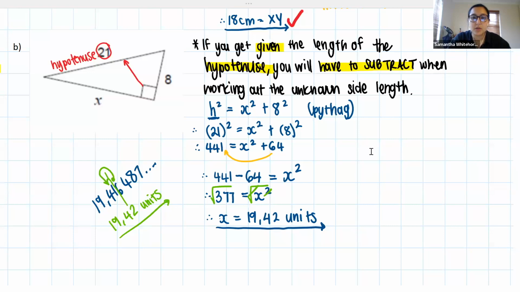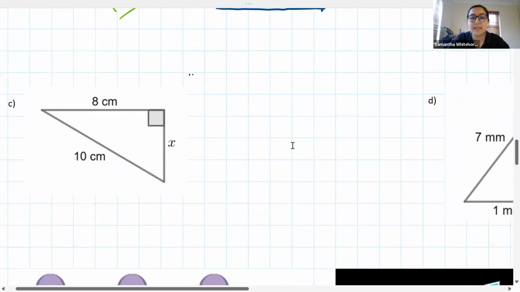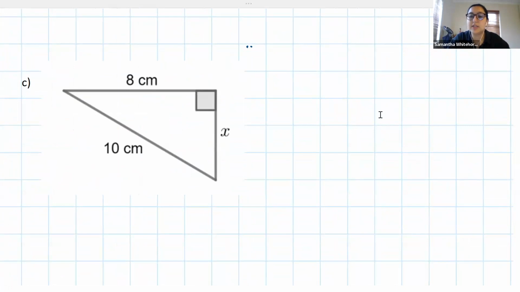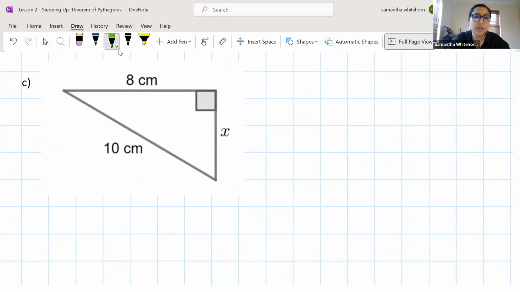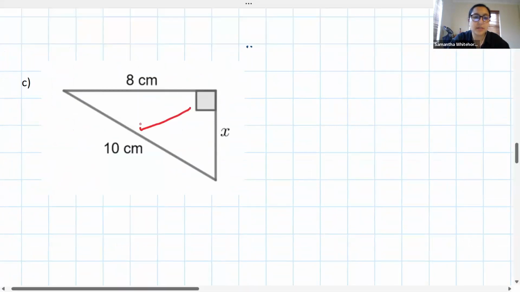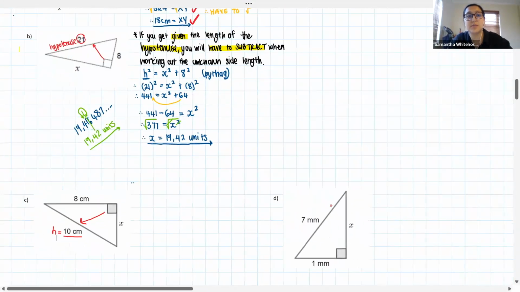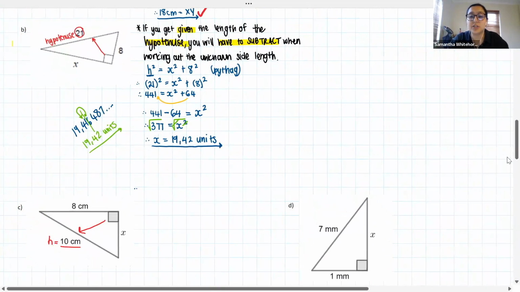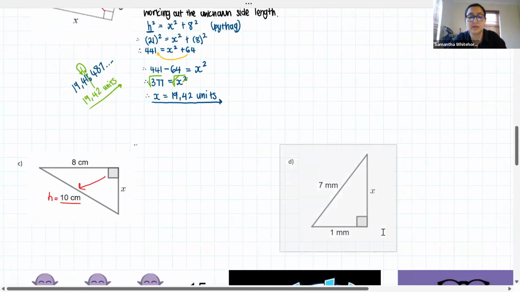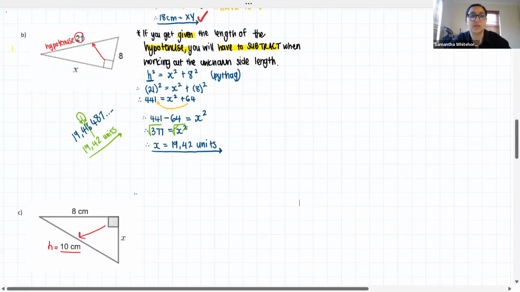Okay, cool. So guys, I want you to try C by yourselves. So let's just give it a try. We will do the first bit together, identify the hypotenuse. So here's my right angle, directly opposite is my hypotenuse. So 10 centimeters is the hypotenuse. It's basically exactly the same thing as what we've been doing, just new numbers. I'll leave question B up there for you. Let's give question C a try. I don't want you to look at question D yet. Let's just try question C.